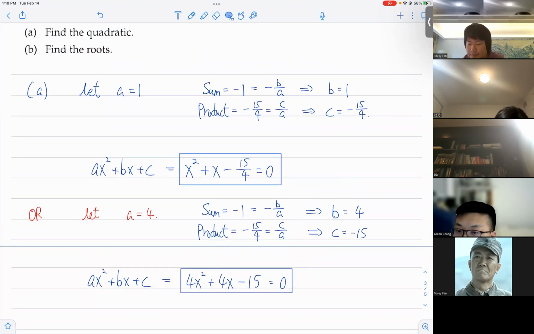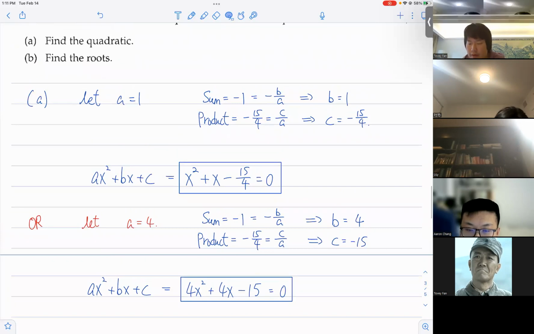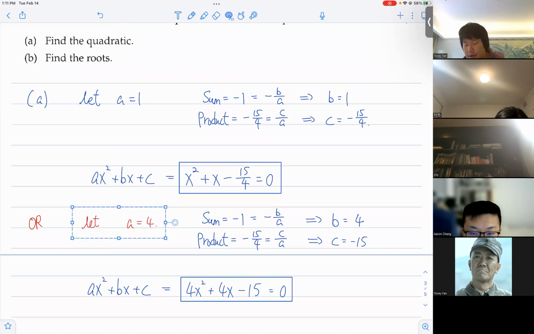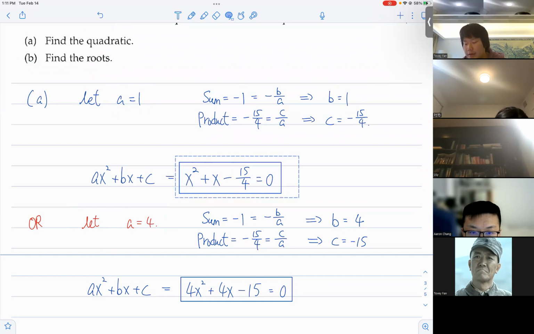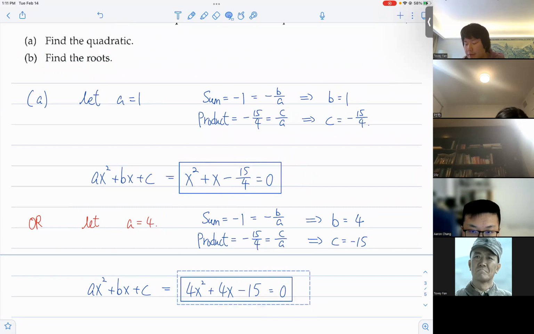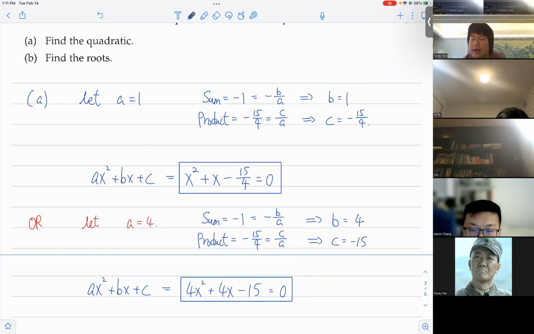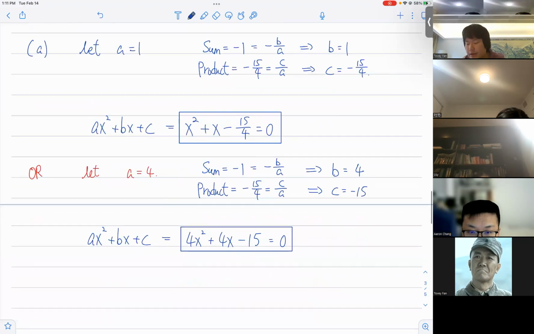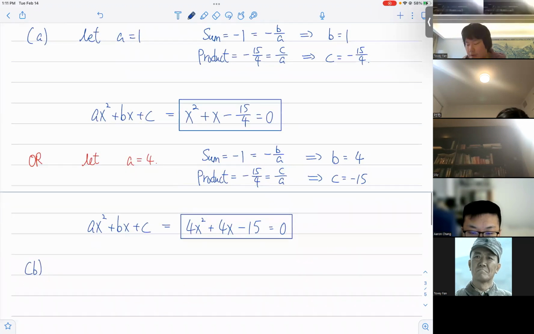So Aaron, the reason for this question, because we have question B, letting A be 4 is the best. Even if you let A be 1, when you get this equation, if you want to find the roots, if you want to factor it out, you're still going to times by 4 to make everything integers and then factor it out, right? So the second way is actually better for this question only because it has question B. If it doesn't have question B, I would say A equals 1 is easiest. Okay, so finding the roots, just factor it out, okay?